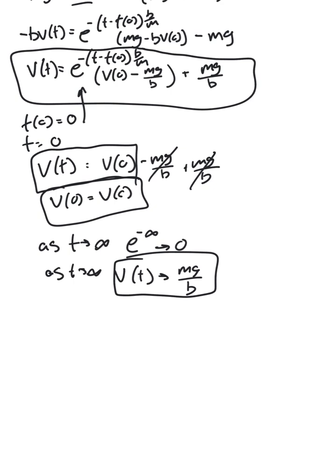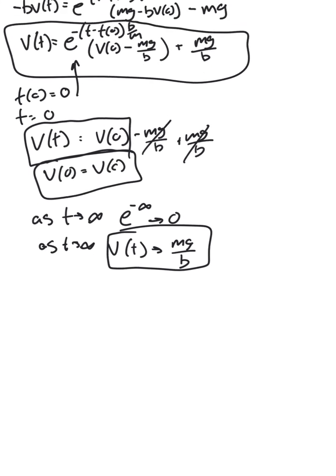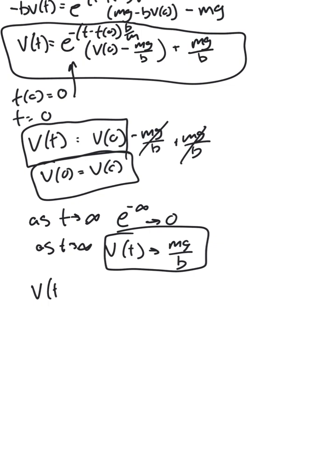Conversely, anything that's multiplied by the exponential is going to be called a transient term. The transients disappear in time. So let's go ahead and write this out now. Again, we have v of t equals e to the minus t over 0 times b over m, and that's being multiplied by v at time 0 minus mg over b, plus mg over b.